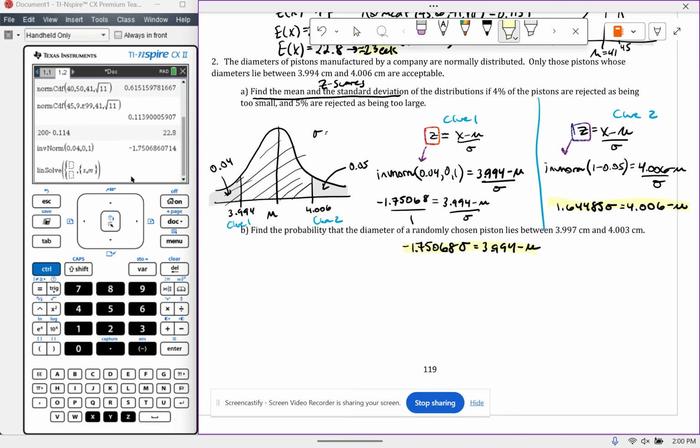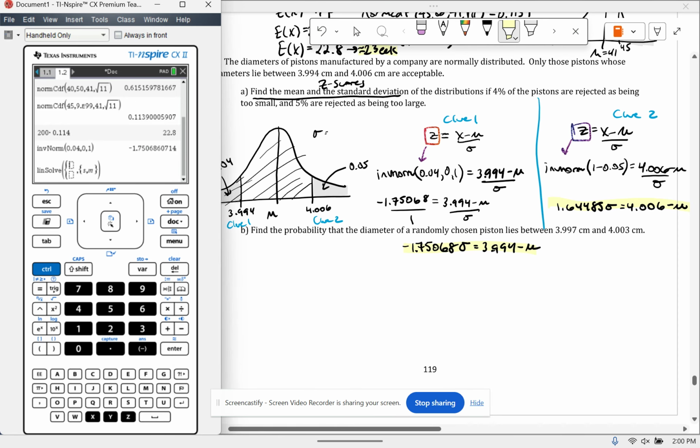Yes. Okay. So let's type them in, and instead of the sigma, we're going to put an S. Instead of the mu, we're going to put an M.